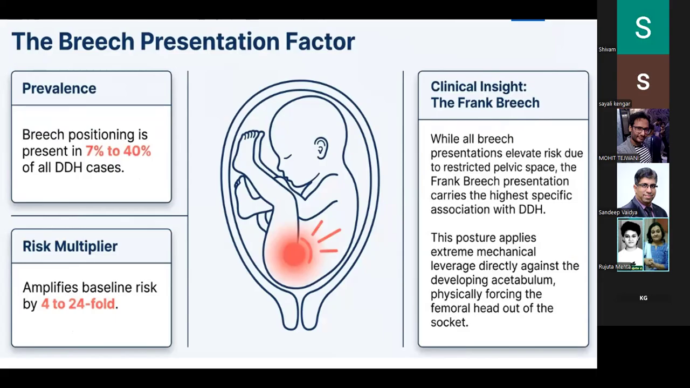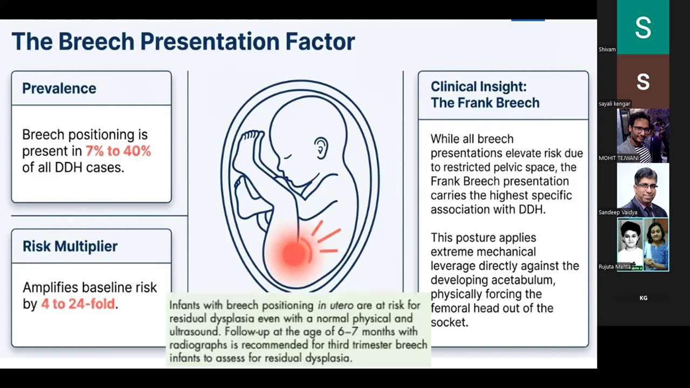Breech positioning is present in 7 to 40% of all DDH cases. It increases risk by 4 to 24 folds. While all breech presentations elevate risk due to restricted pelvic space, the frank breech presentation carries the highest specific association with DDH. This posture applies extreme mechanical leverage directly against the developing acetabulum, physically forcing the femoral head out of the socket.